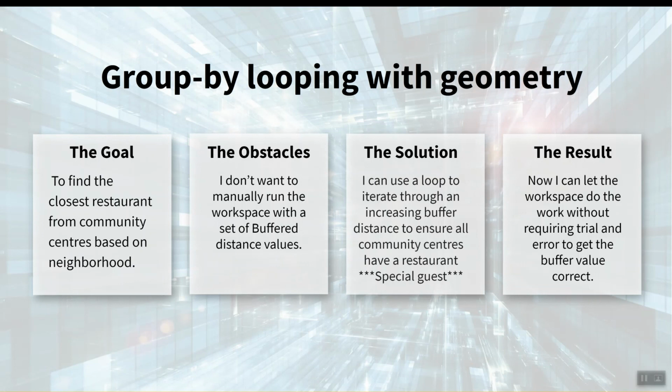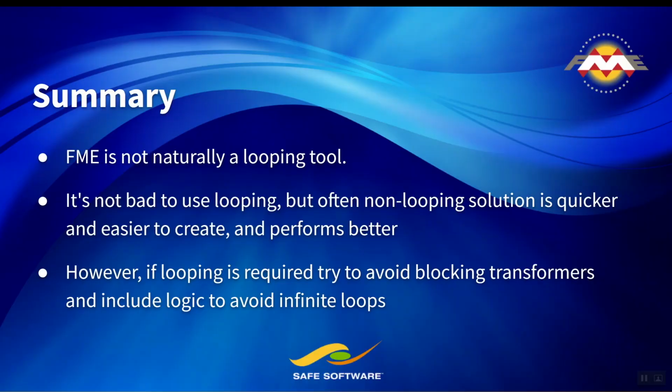So in that case, I can set up a loop where it will iterate through a buffered area based on some arithmetic function. In this case, I was increasing it by 10 each time. And that way, I've added the condition that it will loop through, and then if no match is found after X number, in my case 10 iterations, it will just exit the loop gracefully. The result really is just a workspace that can be run without requiring you to run it manually through trial and error to get the right buffer value.